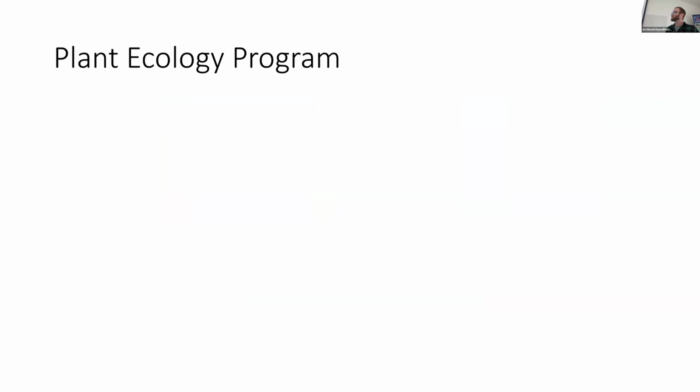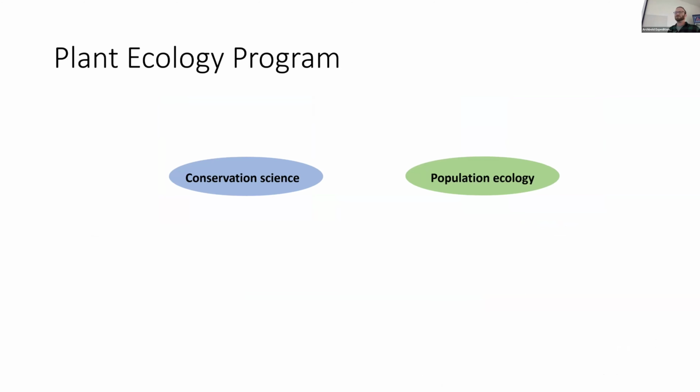Okay, so what do we do in the plant ecology program? Well, most of our work falls in one of three buckets. So we have conservation science, where our work informs understanding of how to best protect and conserve listed species. A bucket that I'll just generally call population ecology, where our work seeks to understand the fundamental processes and drivers of population dynamics. And then finally, biodiversity, where among other things, our work helps discover the unique flora and more recently, the unique fungi of the Lake Wales Ridge.